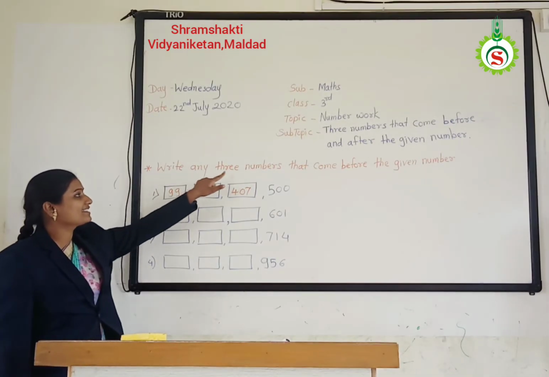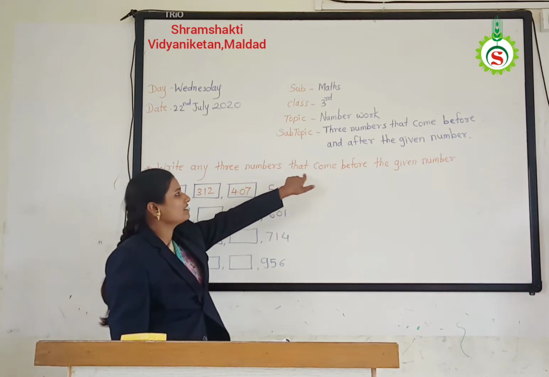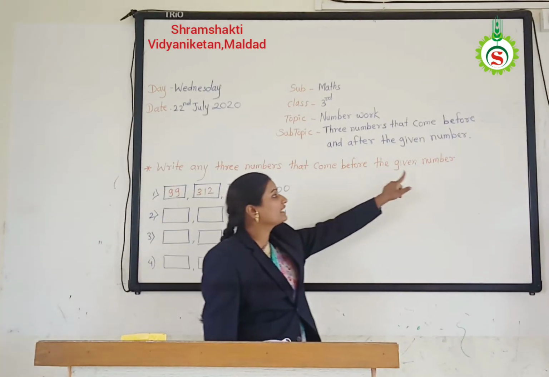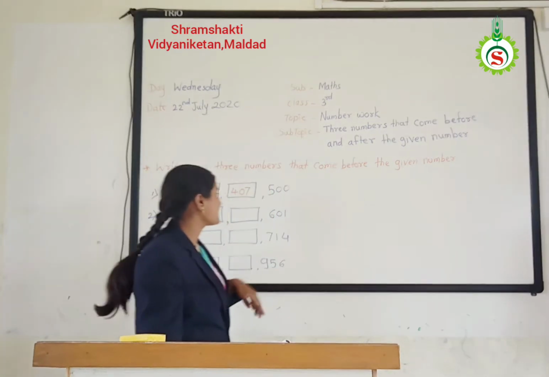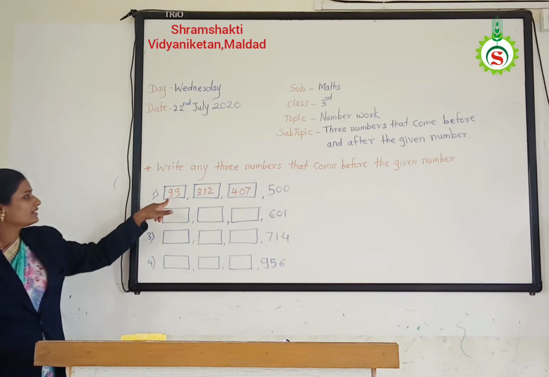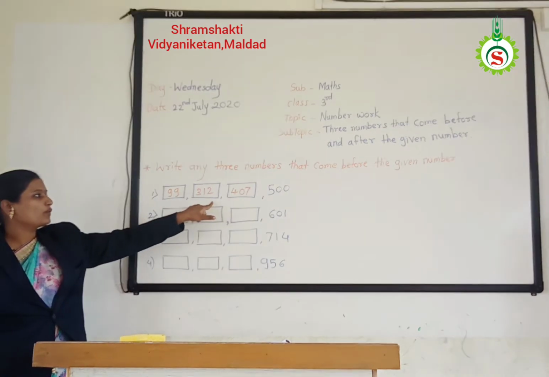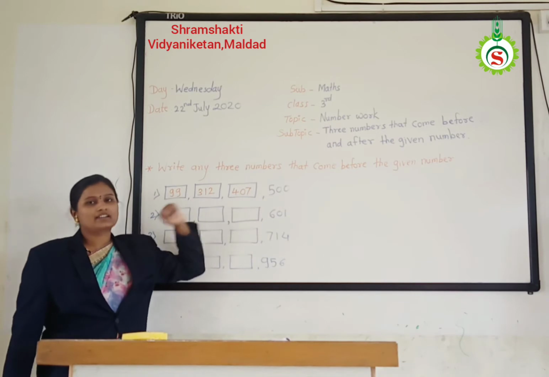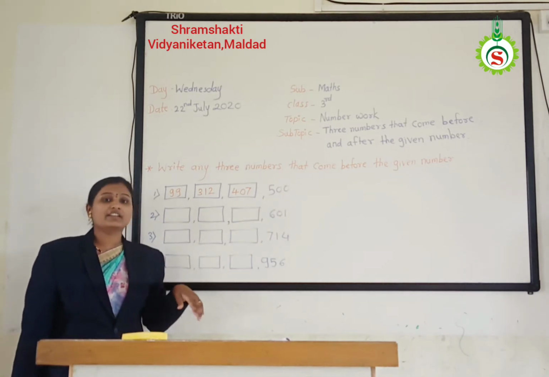Write any three numbers that come before the given number. See first example: 99, 312, 407, 500. 500 is the given number.